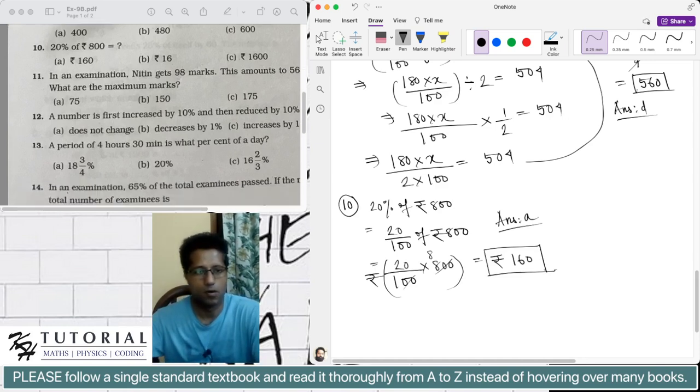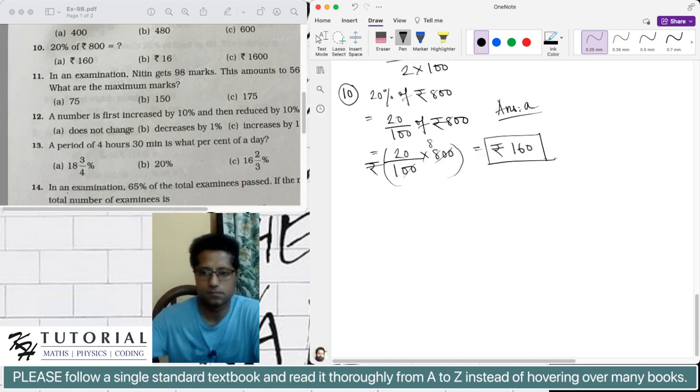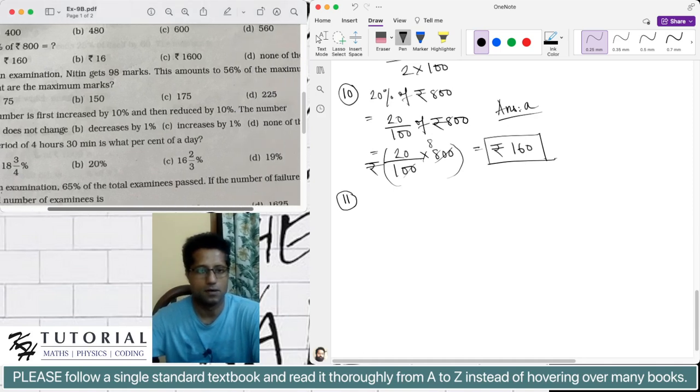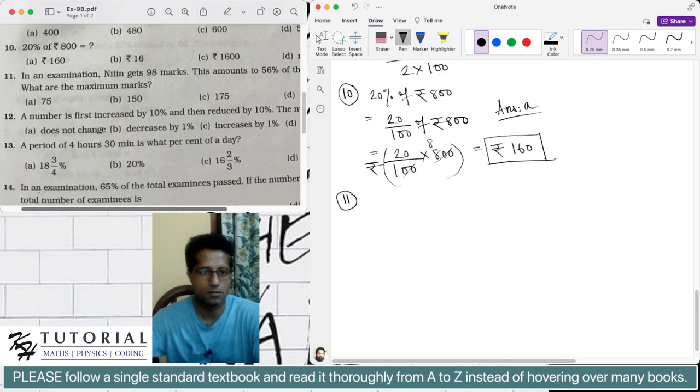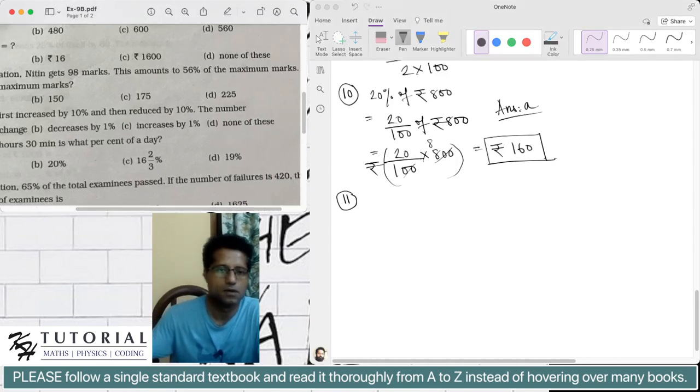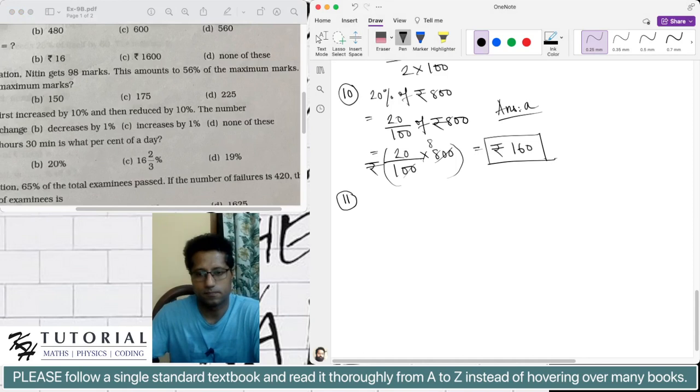Okay, let's do problem number 11. In an examination, Nitin gets 98 marks. This amounts to 56% of the maximum marks. What are the maximum marks? Okay, so let the maximum marks be X.